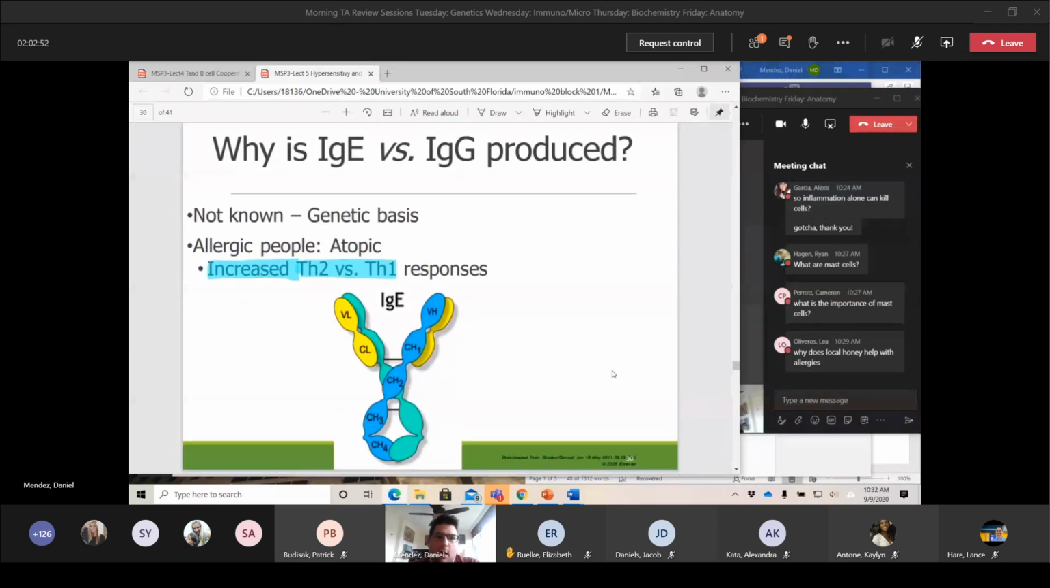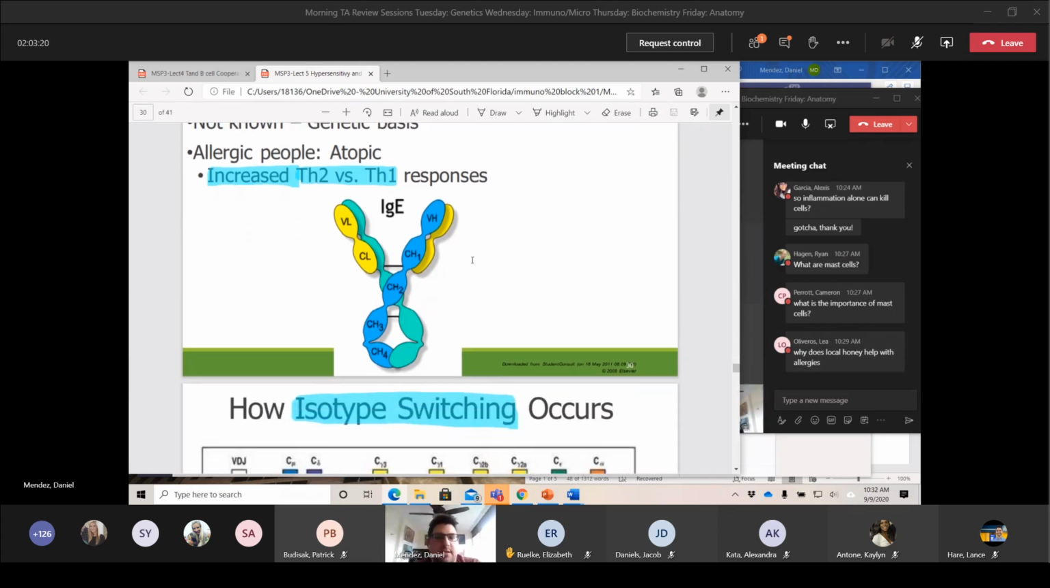So here, why IgE versus IgG? This is answering the question that was just asked. Because there's an increased Th2 response, Th2 is going to cause the class switching from IgM to IgE. Th1 will cause class switching from IgM to IgG. IgG is used for opsonization and neutralization of the microbe. Th2 is going to cause IgE, which will attach to mast cells and release histamine, which is what gives us that response.